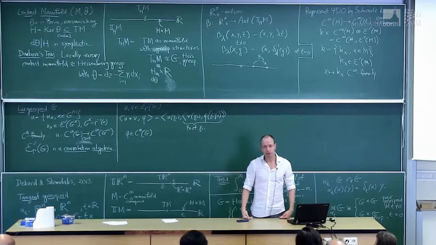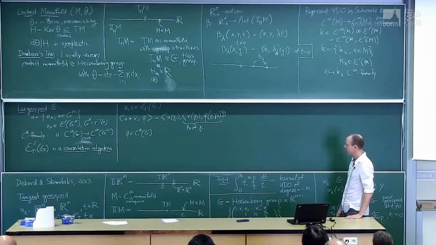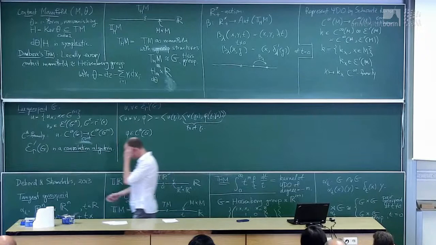It's the same as on groups. You can pick a Haar measure and define convolution, or you can convolve distributions. And this is a way to convolve distributions on a groupoid.